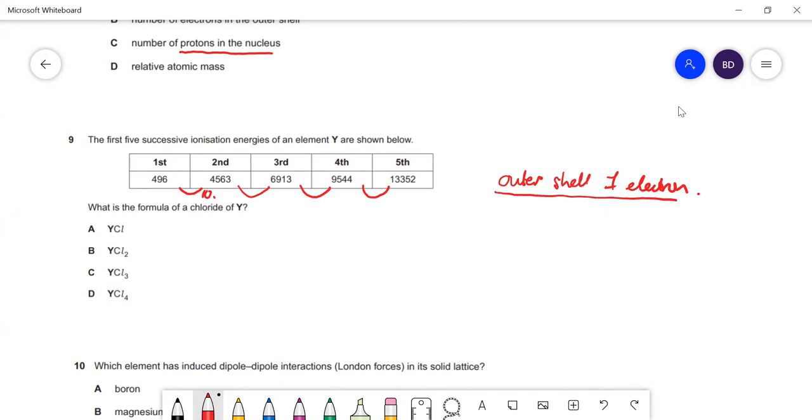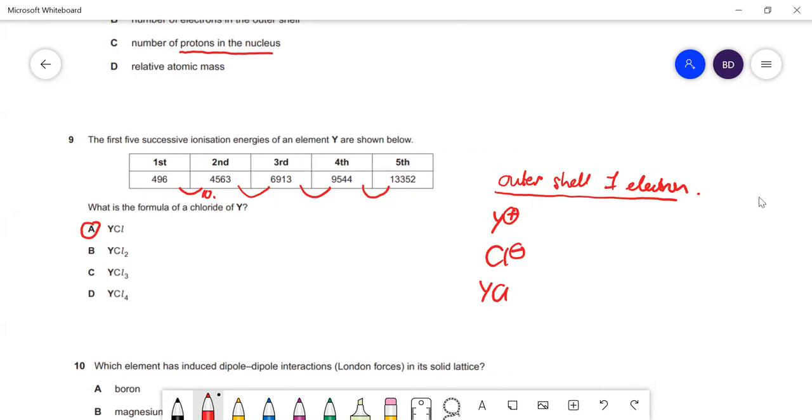So it's got to be a group one element. So it's going to form a single positive ion. And chloride ion is always minus one. So the formula is going to be YCl, 1 plus on the positive ion, 1 minus on the negative. A is the right answer.